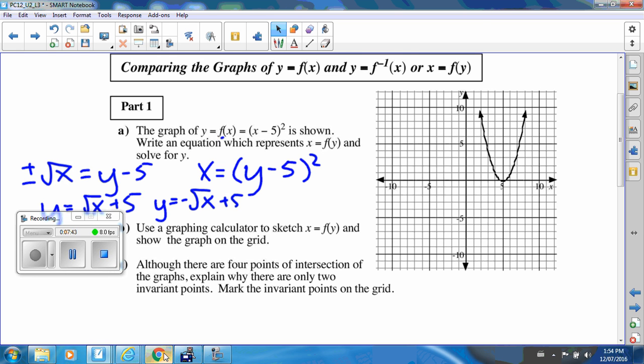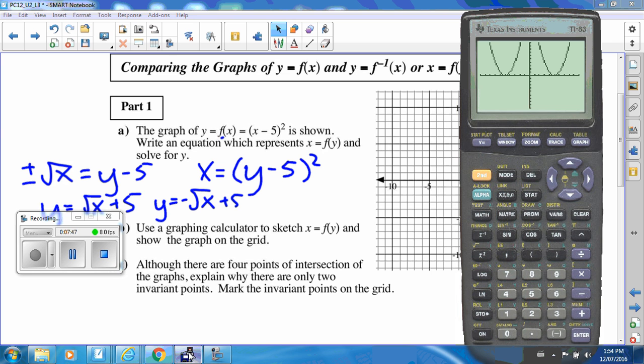And again, if I was graphing this on a TI-84, TI-83, you'd have to do the 2 square root graphs. So I'm going to clear that out. And I'm going to go square root of x plus, close my bracket there, plus 5, and negative square root of x plus 5.